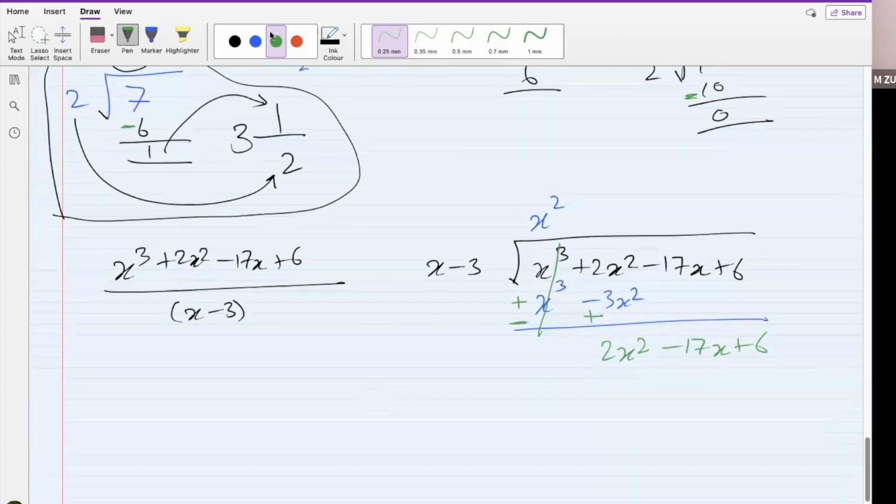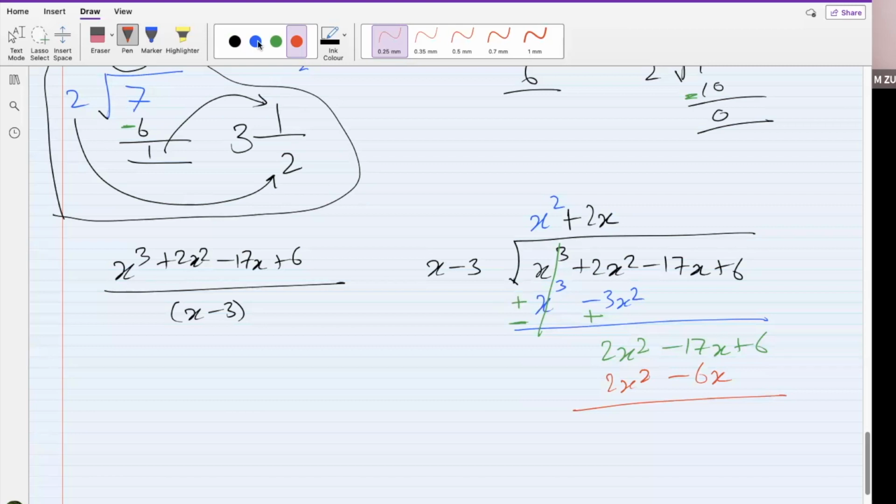We keep on doing it till we reach the remainder. Now this is 2x square. In order to get 2x square, I'm multiplying it with 2x. So x into 2x is 2x square. Minus 3 into 2 is negative 6x. Again, you change the sign. This was positive, becomes negative. Negative becomes positive. This cancels out. And 17 minus 6 is minus 11x plus 6.